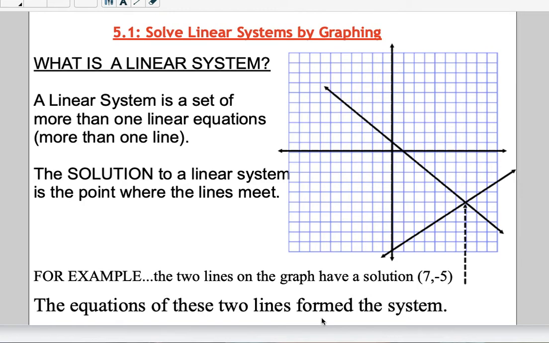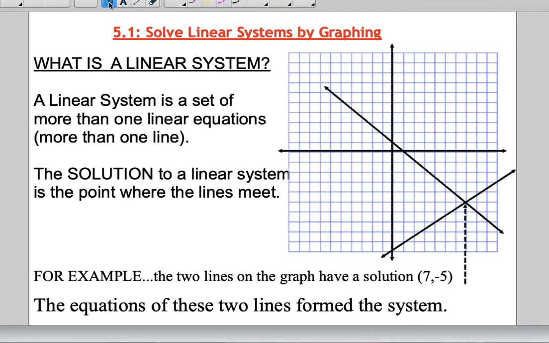So what is a linear system? A linear system is a set of more than one equations, so more than one line. If we look to the right here, this is a linear system because it's more than one line. So anything that's made up of more than one line is called a linear system. The solution to the linear system is where the lines meet.